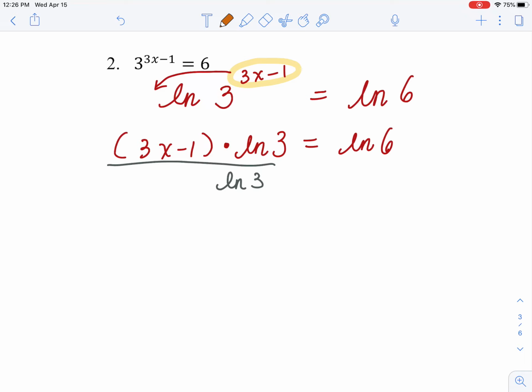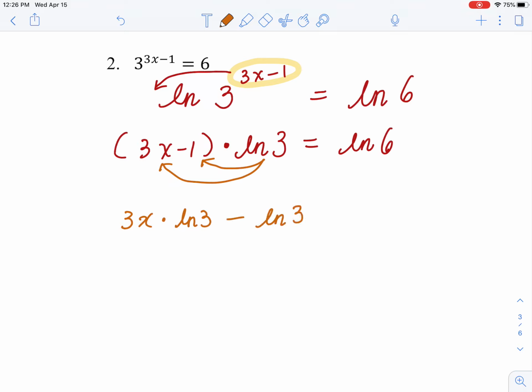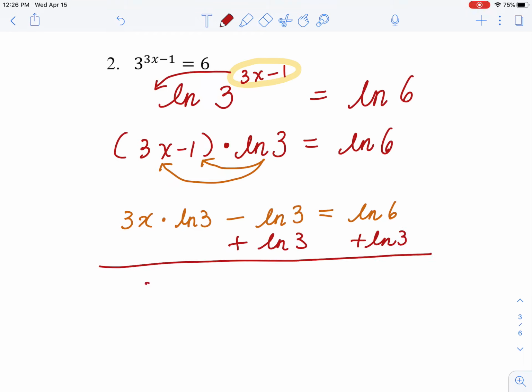So let me go back. Nothing wrong with that answer that we just got. But I feel like it's going to be a prettier answer if I distribute. So let me distribute, okay? So if we distribute, we will get 3x times ln 3 minus 1 times ln 3 equals ln 6. What will you do to both sides? You will add natural log of 3 to both sides. Then you will have 3x times natural log of 3 equals natural log of 6 plus natural log of 3.